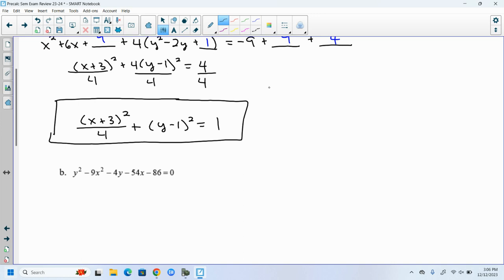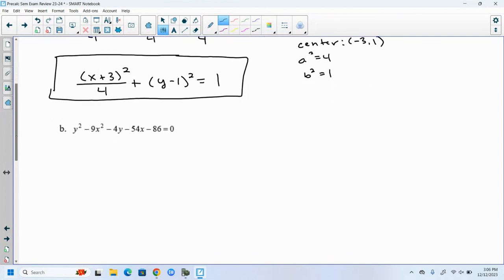Okay, my center, just so we know, would be negative 3, positive 1. For an ellipse, your bigger number on the bottom is always a squared. So it would be a squared equals 4. b squared would equal 1 because there would be a 1 underneath the y minus 1 squared.